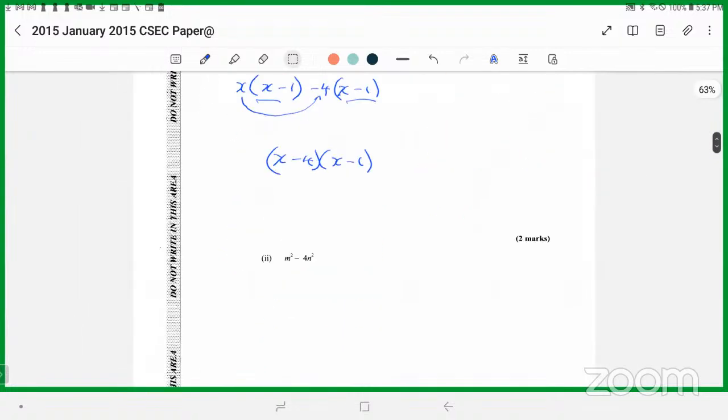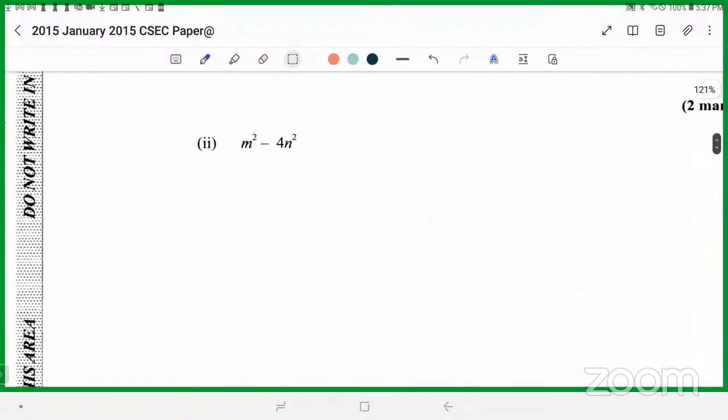All right, let's continue. This one is to factorize these. When I see this, I'm thinking about the difference of two squares.